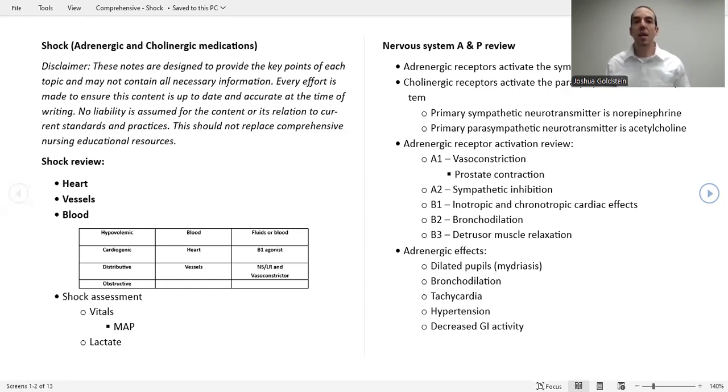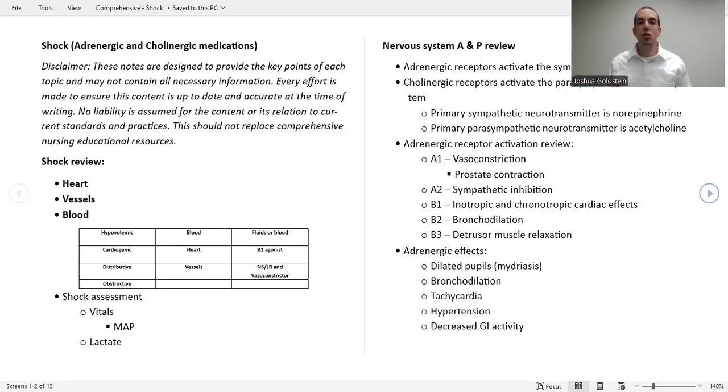This one's a little bit more complicated. If I give this person fluid, like I did to the hypovolemic shock, am I helping? No, because this person is in cardiogenic shock. Their pump is failing. Giving the pump more work to do by giving more fluids is not the best idea. In this case, the best idea is to give a beta-1 agonist, such as dobutamine or isoproterenol.